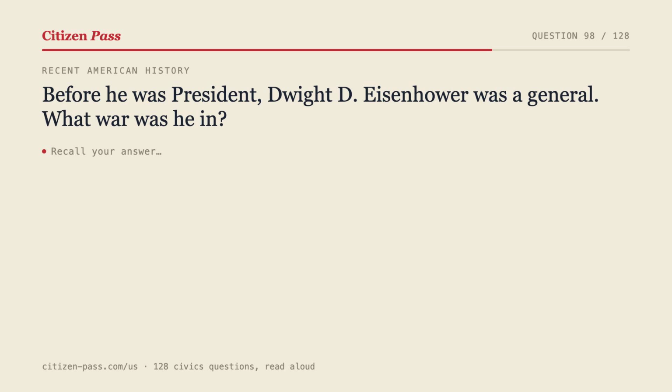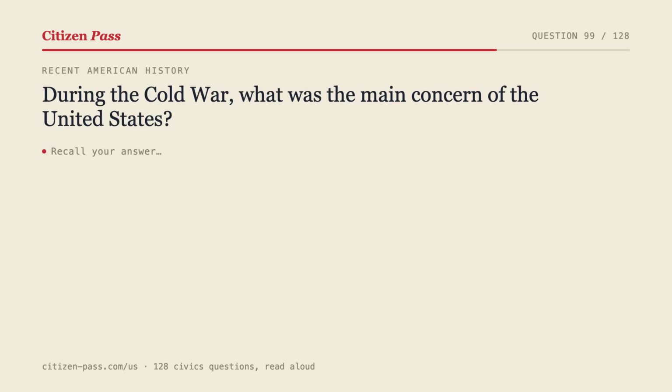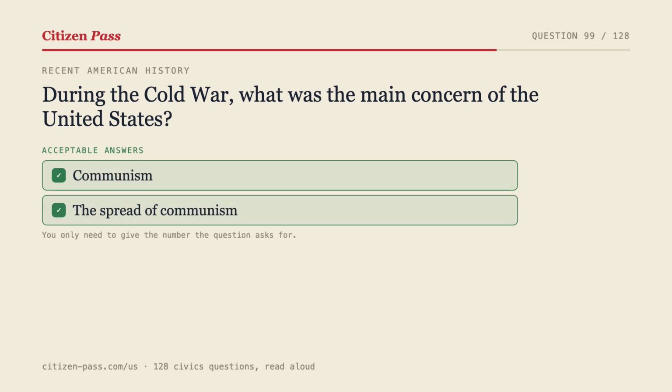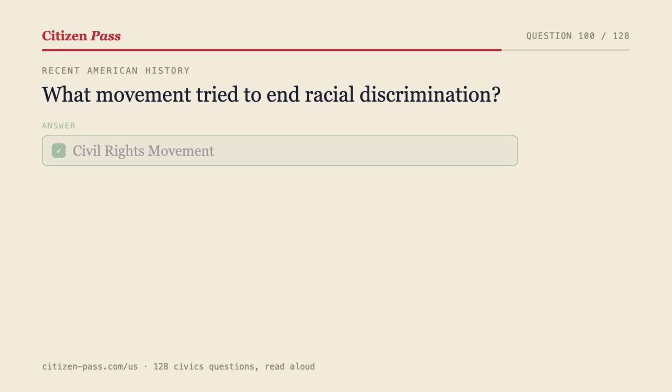Before he was president, Dwight D. Eisenhower was a general. What war was he in? The answer is World War II. During the Cold War, what was the main concern of the United States? Acceptable answers include communism or the spread of communism. What movement tried to end racial discrimination? The answer is Civil Rights Movement.